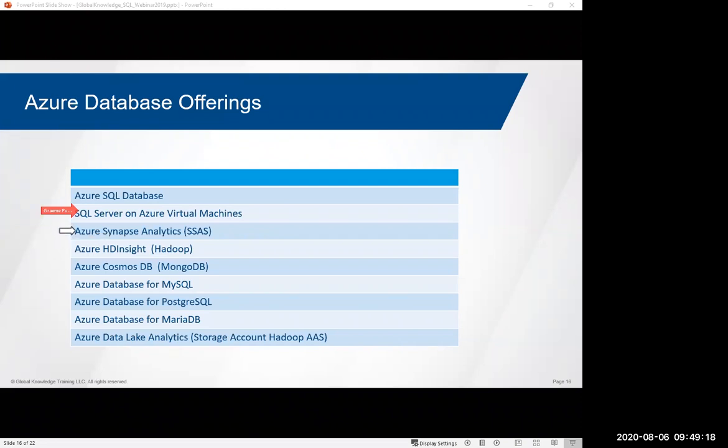We then have Azure Synapse, which is ostensibly the new name for analysis services in Azure. We also have Azure HDInsight, which is a Hadoop implementation that is a solution for running a NoSQL database and running large scale queries across a NoSQL database. We have Cosmos DB, which is in actuality MongoDB, an open source database. Azure also has an implementation of MySQL, as well as PostgreSQL and MariaDB.